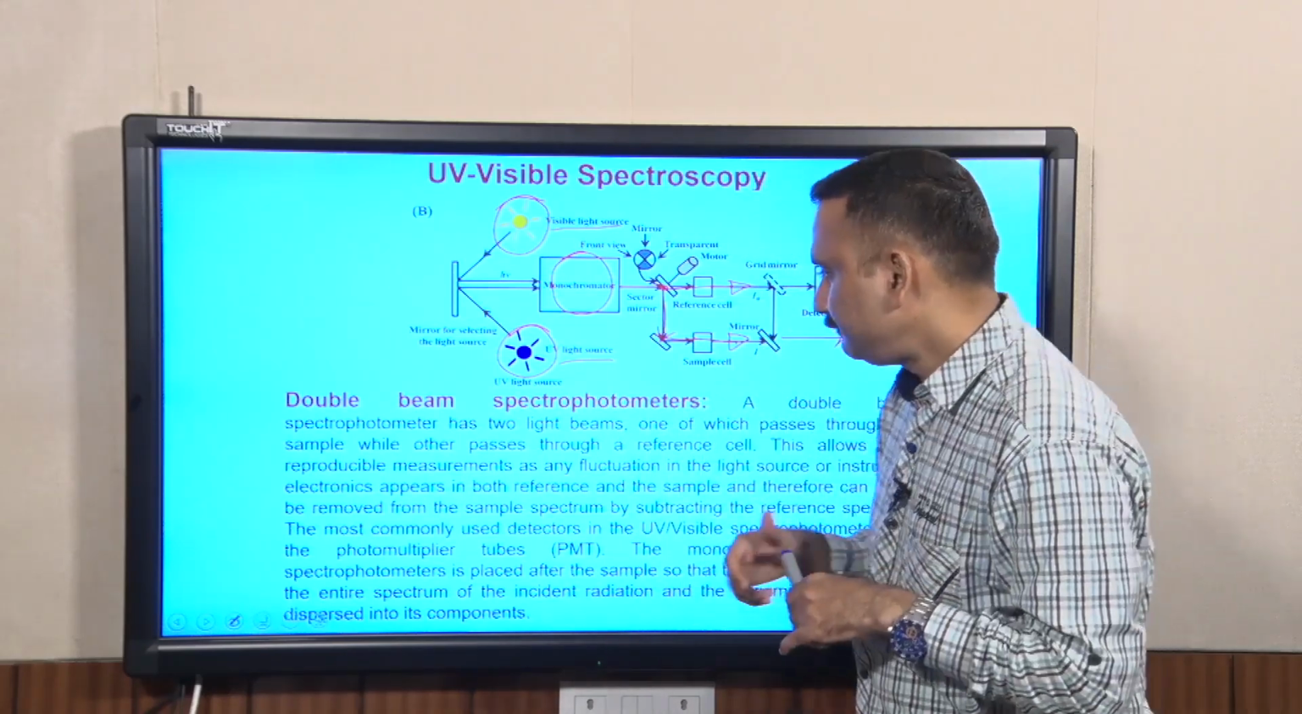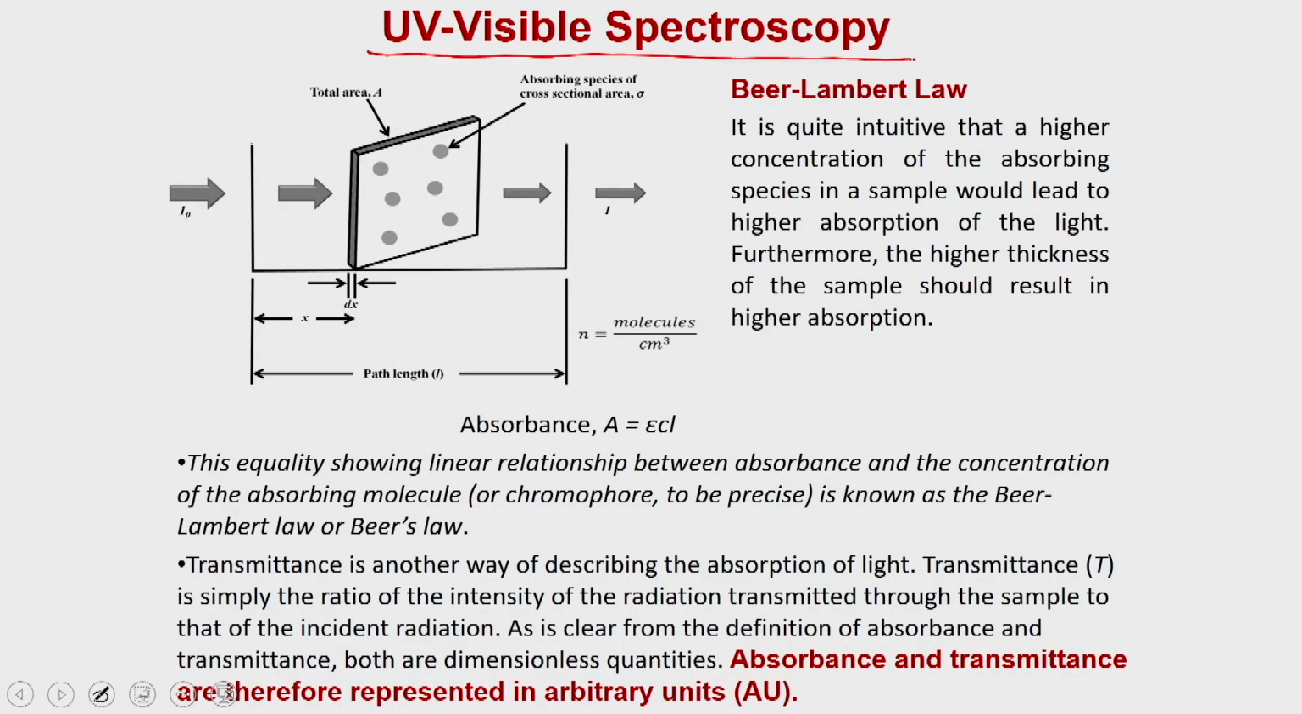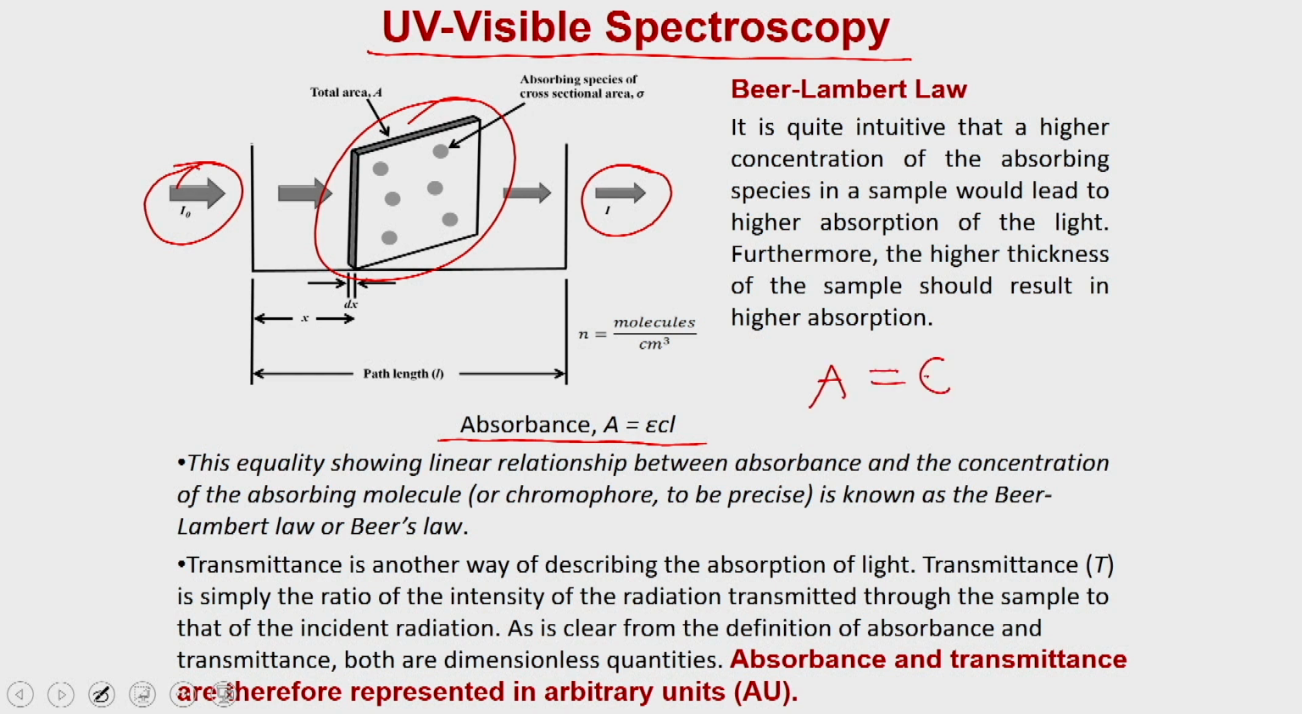And that is going to be very, very precise. So, you can imagine that you have exposed a sample with the light I0, and after the light has passed through that sample, the intensity that comes out is I. If you try to calculate the absorbance, it is directly proportional to epsilon C L, where epsilon is the molar absorption coefficient, C is the concentration of the molecule in the cuvette, and L is the path length of that cuvette.